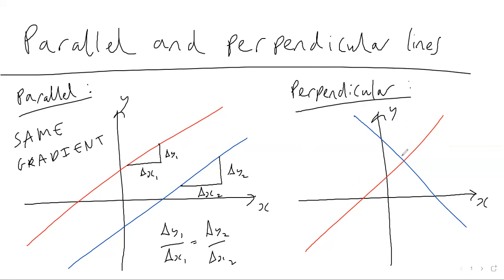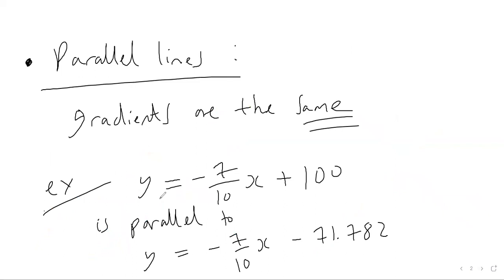Now, perpendicular lines form right angles. So we've got a right angle there, right angle there, right angle there, right angle there. They form a right angle, and we'll come on to how we can find the gradient of a perpendicular line in a minute. But just a summary: parallel lines have the same gradient.